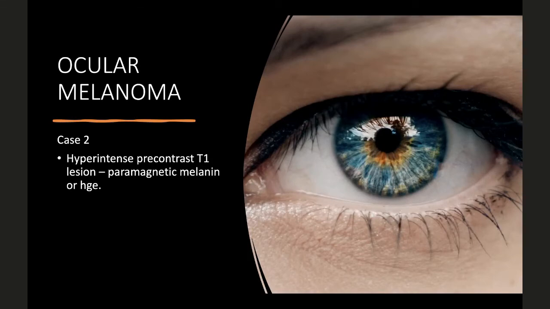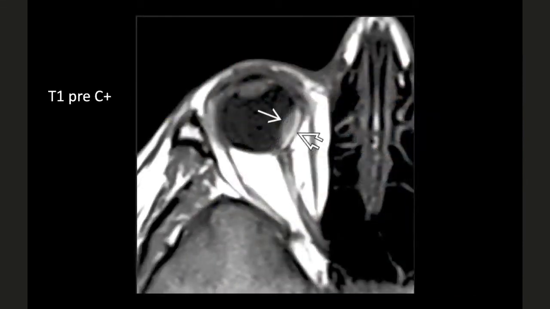So melanin is one of the paramagnetic substances which can cause pre-contrast increased T1. Remember, the previous one I showed was enhancement after giving contrast because it's a solid vascular mass. But this one is because of its melanin component. So see, nothing in the brain enhances.